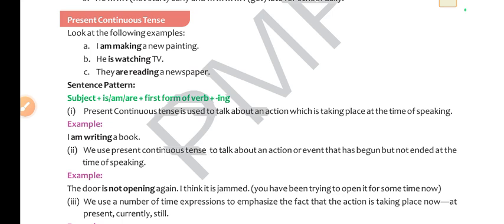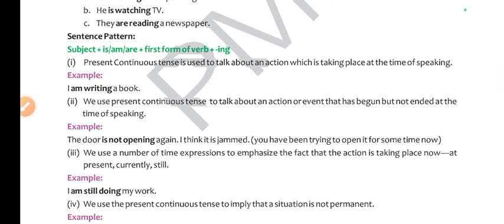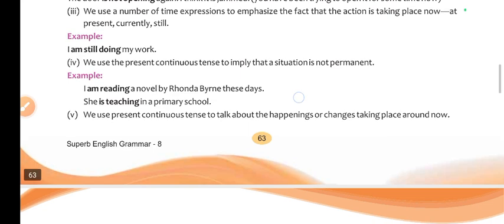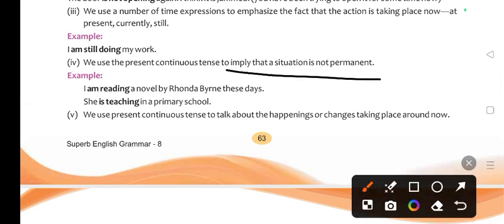So present continuous tense. Present continuous tense is used to talk about an action which is taking place at the time of speaking. Understood? For example, I'm writing a book, so the action is taking place right now. The door is not opening again, I'm still doing my work. This tense is used to imply that a situation is not permanent. For example, I'm reading a novel by Rhonda Byrne these days. It means it's not permanent. Once it is over, I will read another book.